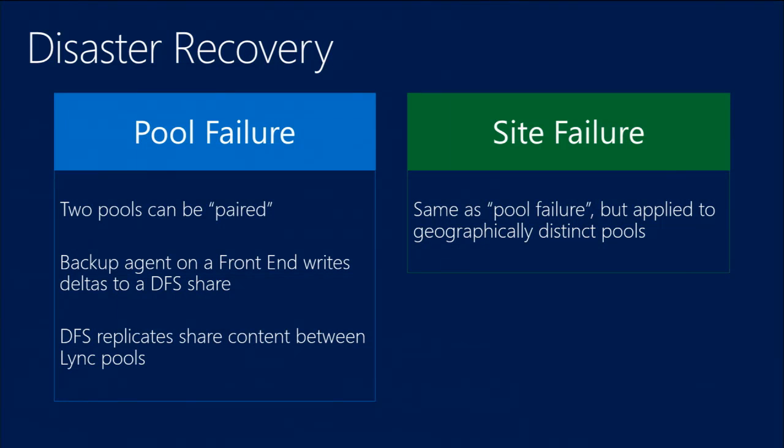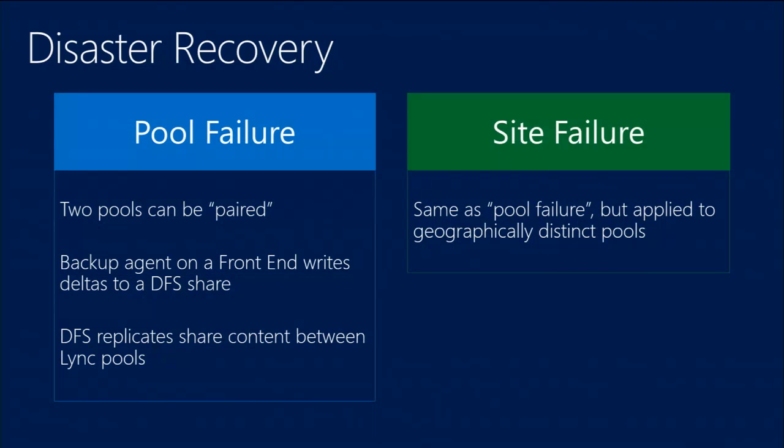Somehow you've lost the rack, the switch, whatever the case may be. But you have another pool nearby, or perhaps it is simply maintenance. You need to move users from pool A to pool B. They're in the same data center. Well, hey, pools can be paired. And there's a backup agent on a front end in a pool that writes deltas to a DFS share. We saw that Lync file share in Topology Builder.